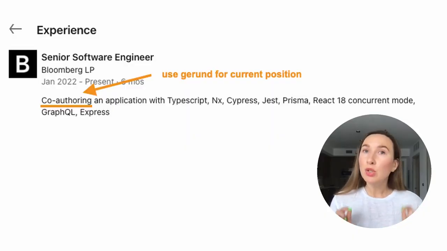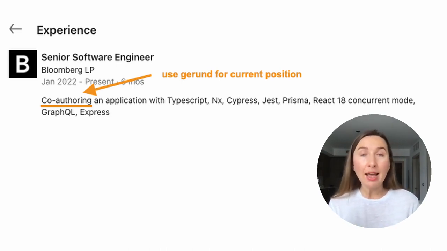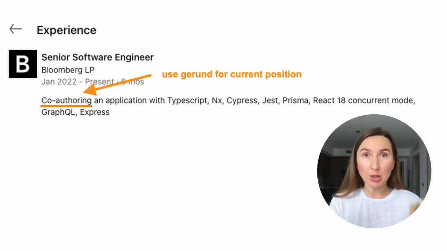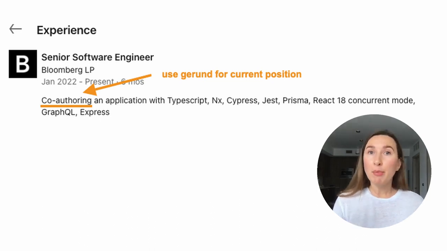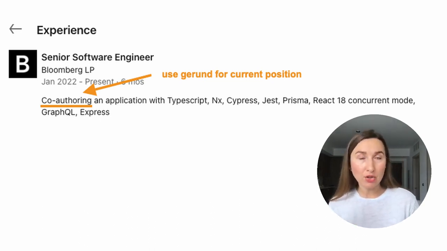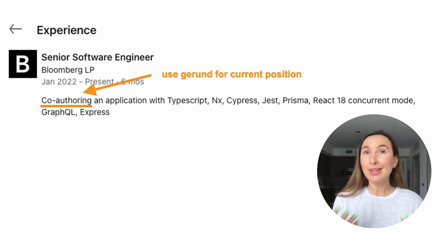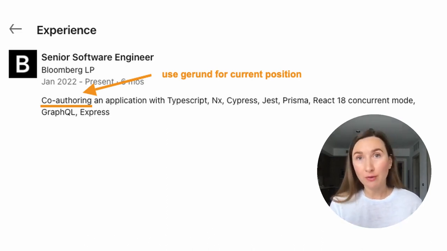Remember, I said that when you talk about your work experience, do not use gerund or nouns, use the past form of the verb instead. It is good only for your past experiences. When you are talking about your current role, you actually can use gerund. For example, co-authoring the application. So it's your current role. That is why feel free to use the ing form of the action verb.